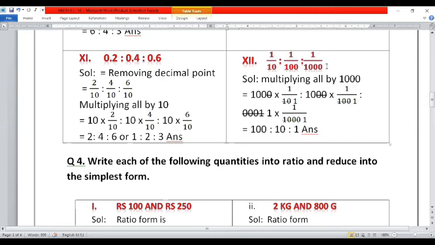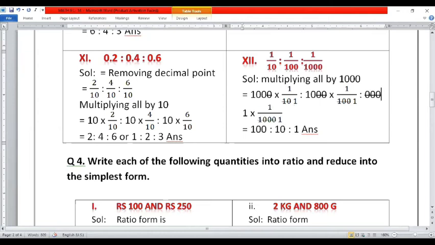Here in part number 12, we have 1 over 10, 1 over 100, 1 over 1000. You can multiply by the LCM of 10, 100 and 1000. The LCM is 1000. Multiply all values by 1000. Here 10 goes 100 times, here 100 goes 10 times, here 1000 goes one time. Here you will write the 1. Now dear students, here we got the 1. Here also we got the 1. Here in the first figure the answer is 100, here 10, and in the last figure the simplified ratio is 100 : 10 : 1.